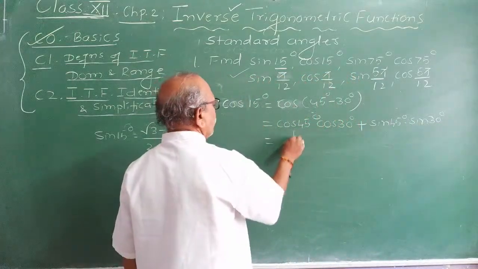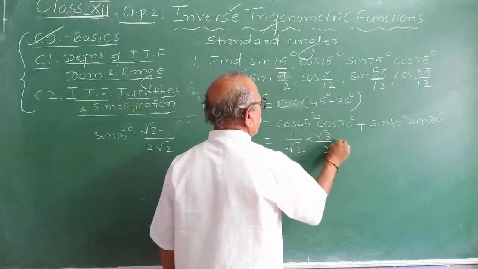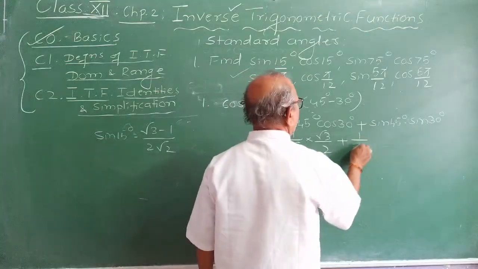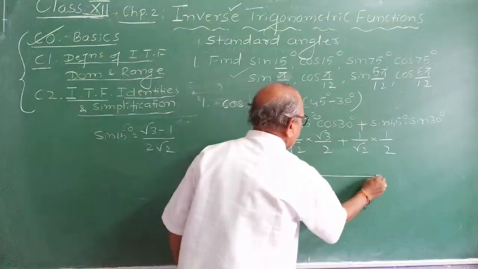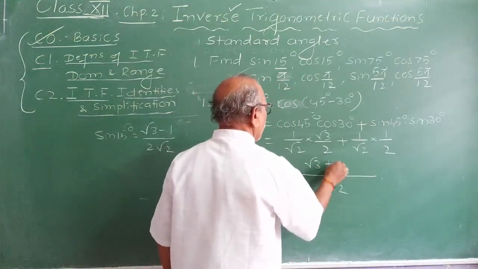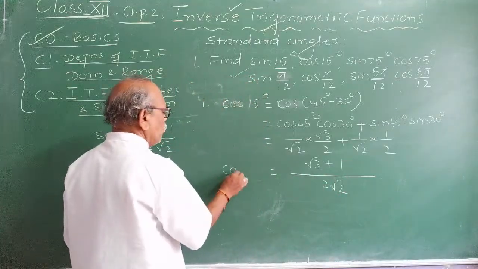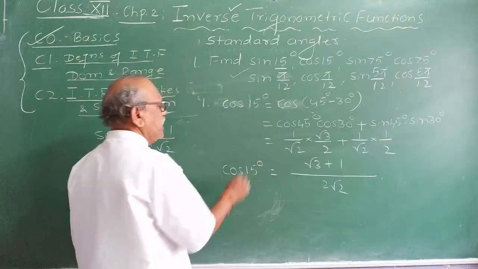Substitute the value of cos 45. You will get 1 by root 2. Cos 30 root 3 by 2. Sin 45 1 by root 2. Sin 30 1 by 2. If you take LCM, you will get 2 root 2. You will get root 3 plus 1 upon 2 root 2. This is cos 15 degree.